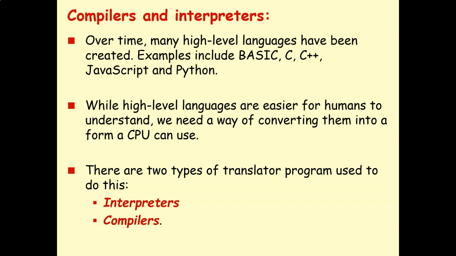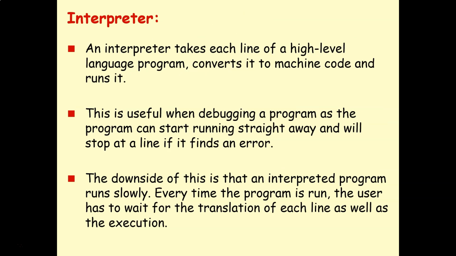While high-level languages are much easier for humans to understand, we still need a way of converting them into a form that the CPU can use. So to convert from high-level languages to machine code, we use two types of translator program. We can use an interpreter or a compiler. Starting first with interpreters. An interpreter takes each line of high-level language program, converts it into machine code, and runs it. This is useful for debugging a program, as the program can start running straight away and will stop at a line if it finds an error.